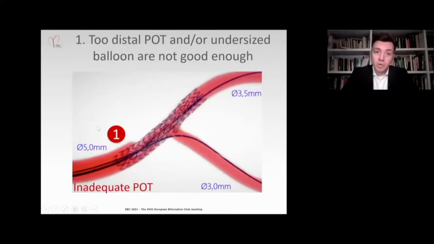However, POT, being a technique, needs to be performed correctly, and if you perform it like this, as you could see on this example, it is too distal. So performing it too distal or with an undersized balloon leaves you at the proximal edge of the stent with the very same result as not performing POT at all.